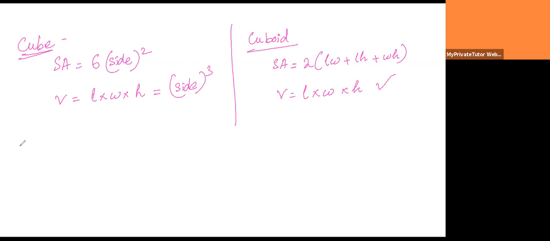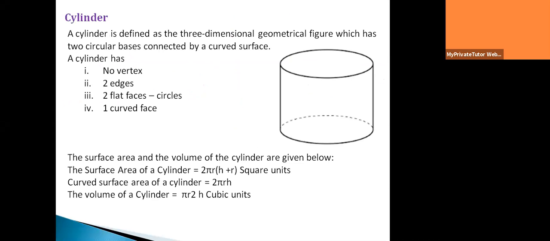The next one is the cone, I think. Cone or a cylinder. Yes, I think cylinder. So a cylinder is a three-dimensional shape. I hope you guys know that. And how it looks is, we have a circular base at the top and a circular base at the bottom.